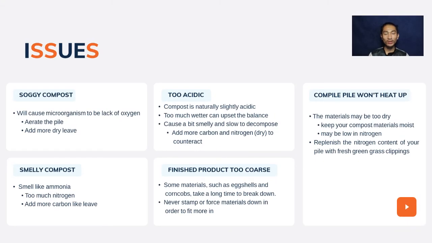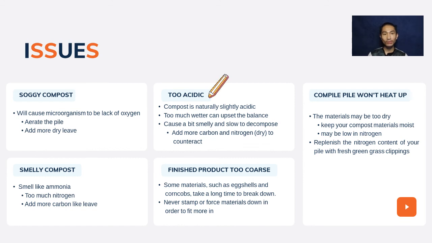So next we will talk about the issues. The first issue is soggy compost. It will cause the microorganisms in the compost to lack oxygen. To counter it, we can add more dry leaf to give better aeration. And then the next one will be smelly compost. If our compost smells like ammonia, it's an indicator that the compost contains too much nitrogen. So we can add more carbon, like leaf.